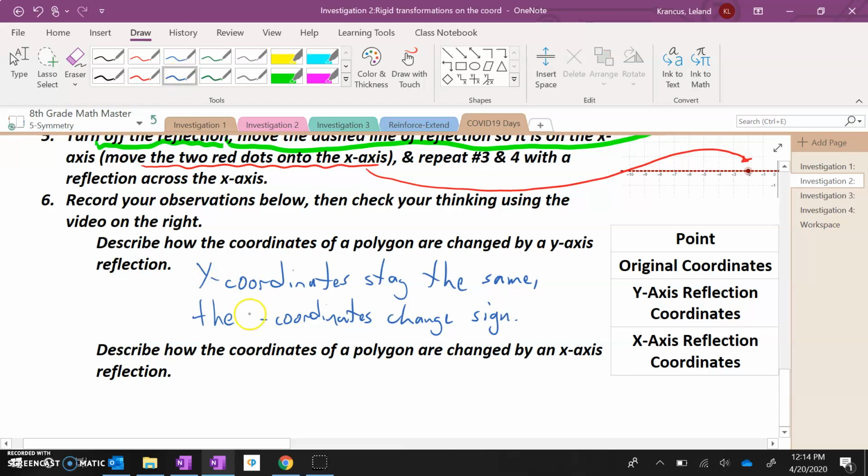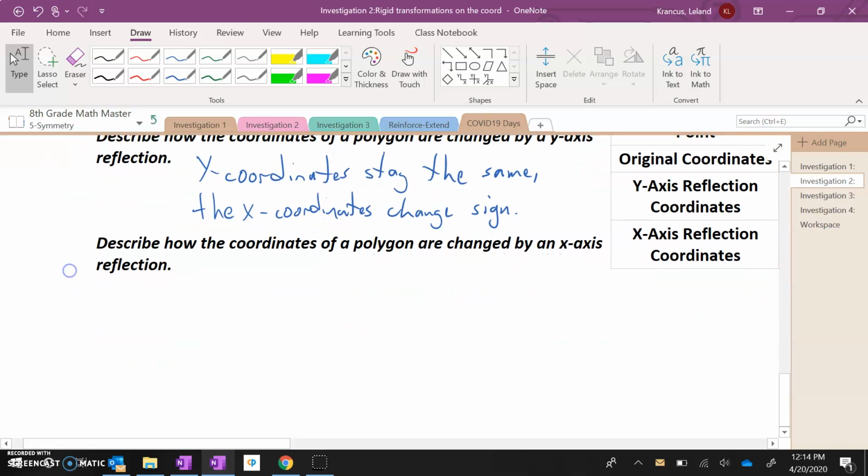And so y coordinates stay the same, the x coordinates change sign. And so if the x coordinates start out positive and you reflect them over the y-axis, they become negative. If the original figure had negative x coordinates and you reflect it across the y-axis, they would become positive. And on the flip side of that, how the coordinates of a polygon are changed by an x-axis reflection, okay, out of my original little erroneous one there. In this case, the x coordinates stay the same, and the y coordinates change sign.